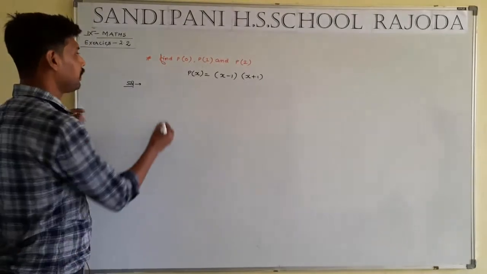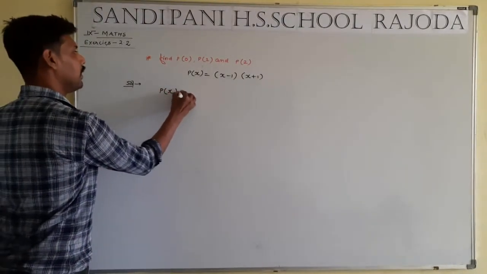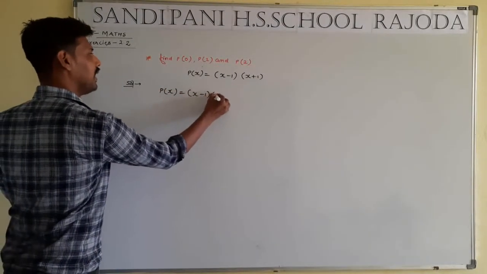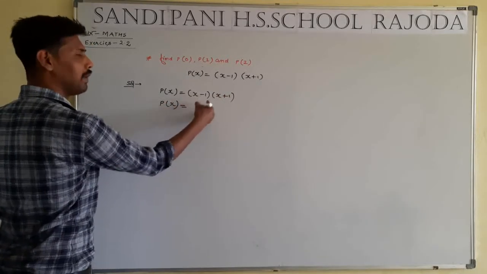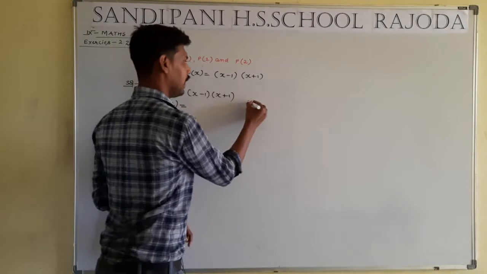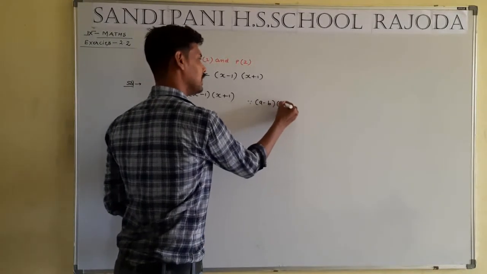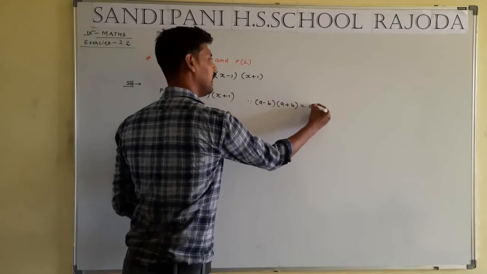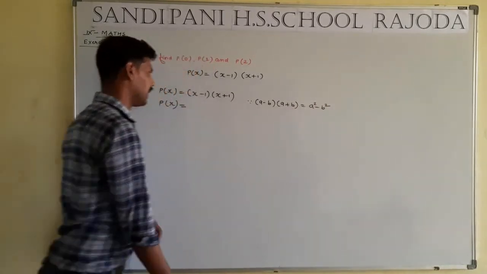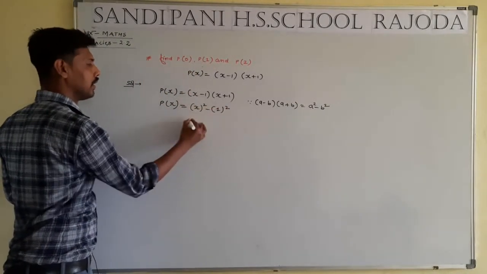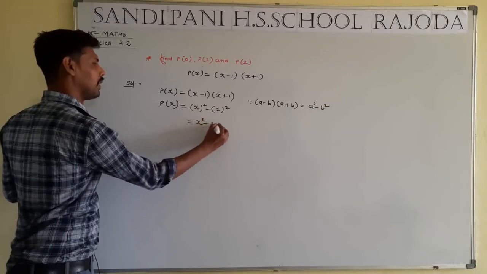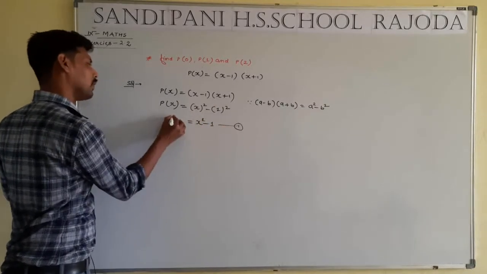Student, the given polynomial Px will be equal to x minus 1 and x plus 1. We can write by the identity a minus b into a plus b equal to a square minus b square. We can write x square minus 1 square equal to x square minus 1. Equation number first will be Px.